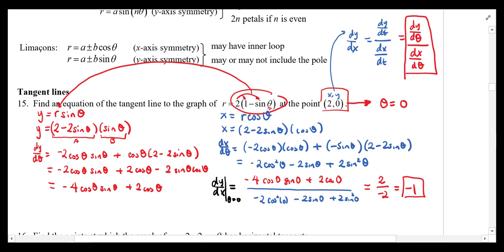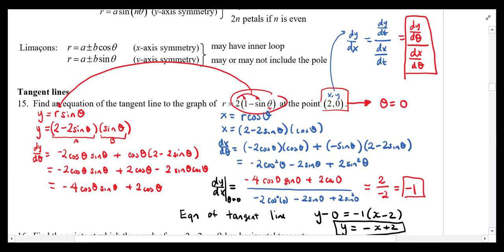Wow. Okay. And therefore now I can find the equation of the tangent line. I'll just use the point-slope form. y minus y sub 1 equals m, which is negative 1, times x minus x sub 1, or even y equals negative x plus 2. There you go. Okay? So that's how you can do a question like this.